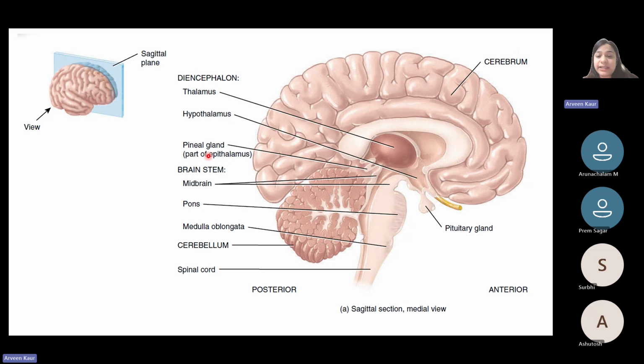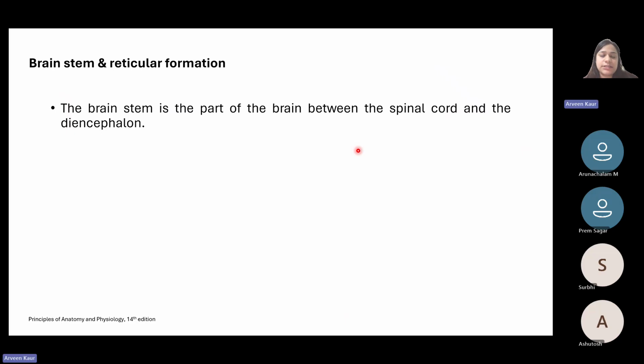Then there is this pineal gland. There is hypothalamus over here. There is thalamus over here. And a pituitary gland over here. As you might already know, there are a lot of pituitary hormones, hypothalamic hormones that are regulating various things in our body. So this is the major structure of the brain.